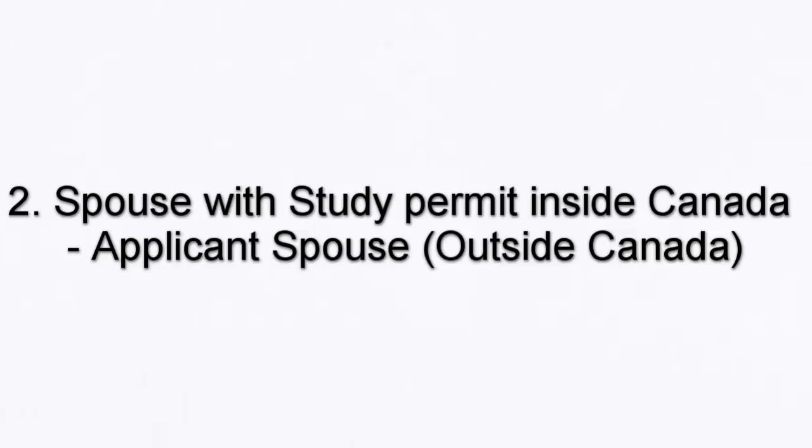The second option is when you are inside Canada. If your spouse is inside Canada and is a registered full-time international student, their spouse outside of Canada can apply for a spousal open work permit, and you can also include your children in the application. This is different from the first one where you're applying from outside of Canada. For this second application, you are a student in Canada and you're not extending your permit or doing anything. You just want to apply for your spouse. That's the second option.